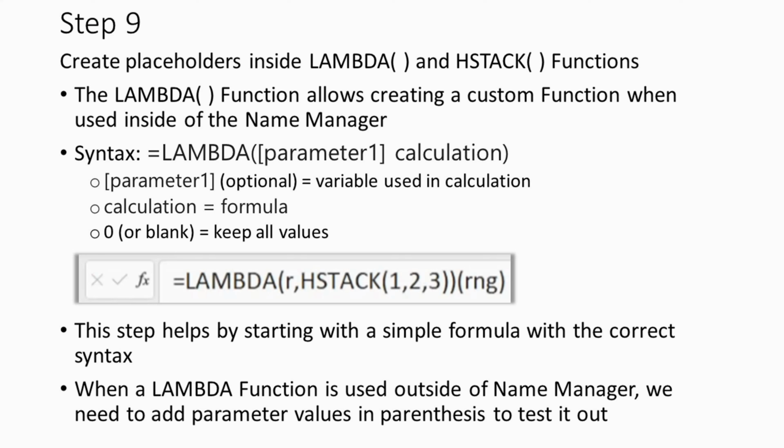Step 9 will use both the LAMBDA function and the HSTACK function. The LAMBDA function is a function that can be placed into the name manager to create a new custom function. We will place 1, 2, 3 inside of the HSTACK function as placeholders, where we will copy and paste those out later.